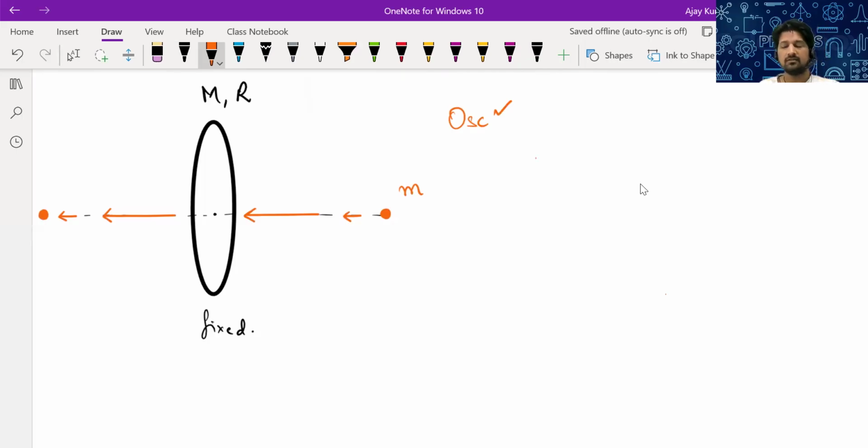We need to check whether that oscillation is simple harmonic or not. At least tell me this: where is the mean position of this particle? That means on the axis of the ring, at which position should you release the particle such that it does not start moving? Yusuf, where do you think the mean position lies?